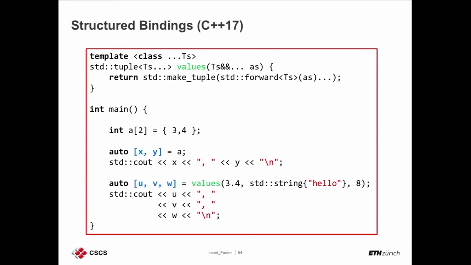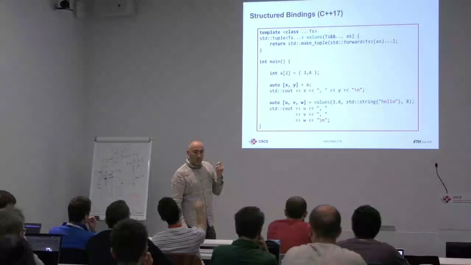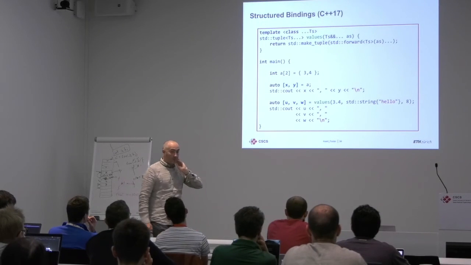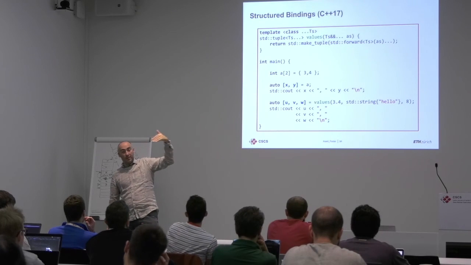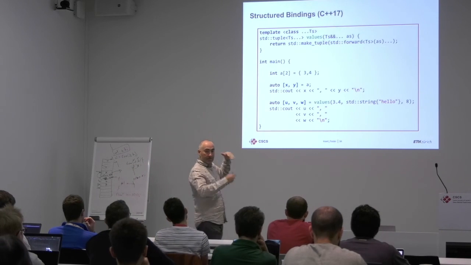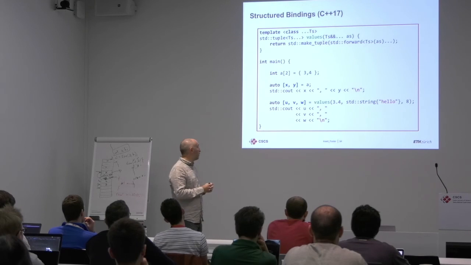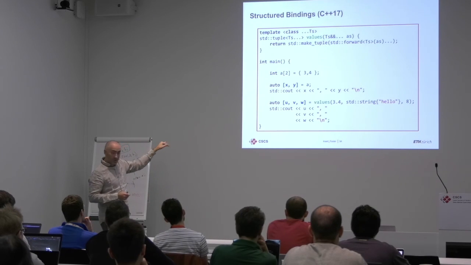You can't use directly the make_tuple here? You can, sir. Why do you need the values function? Oh, no, it's just to show you that when you have a function that returns something like a tuple, you can use this thing.